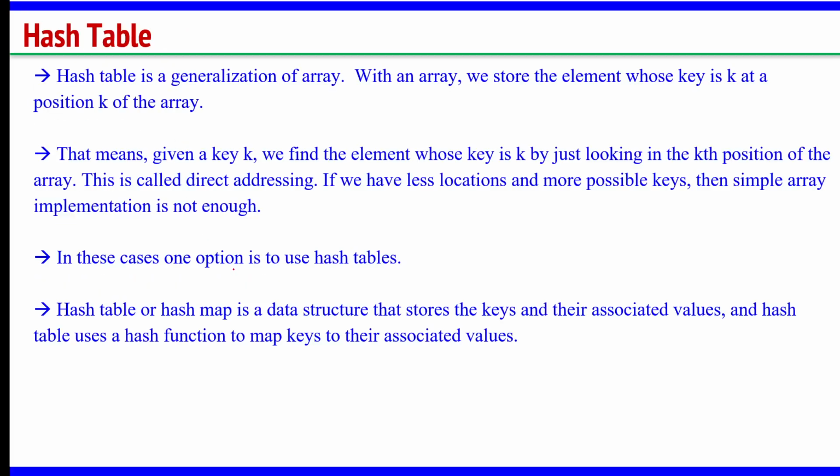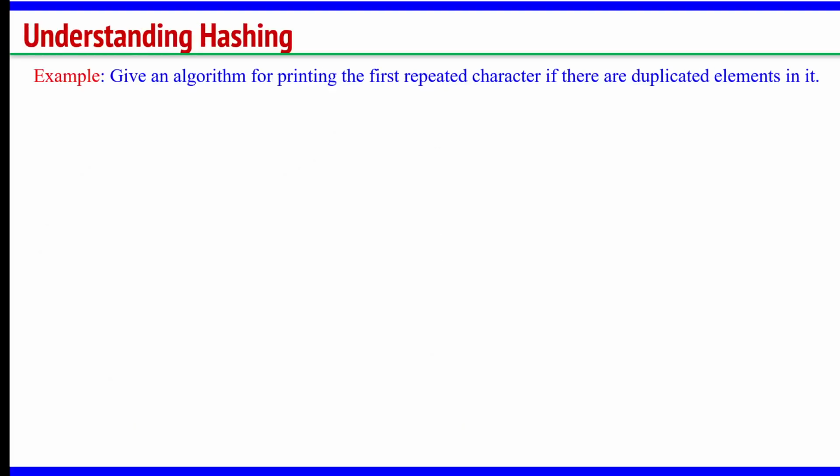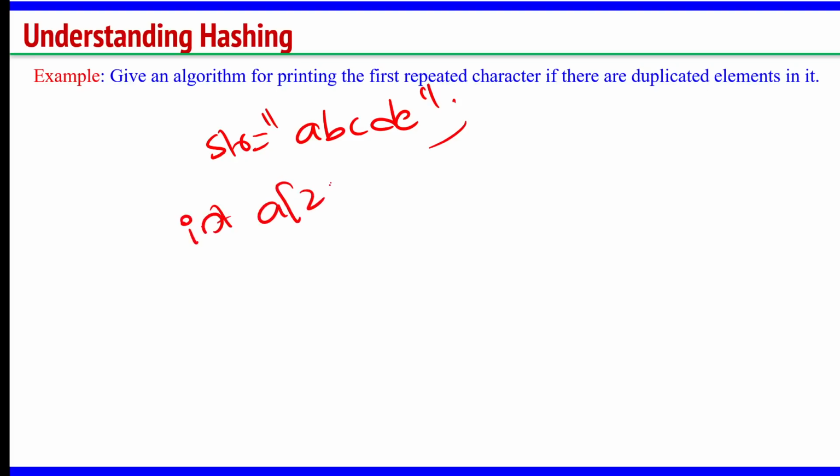What is a hash table? That temporary array which I am using to store the values is my hash table. In this example, given a string A, B, C, D, E, I am using a temporary array of size 26 and filling it with zeros. In that I am filling the count of these characters.